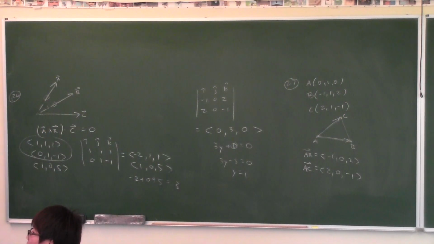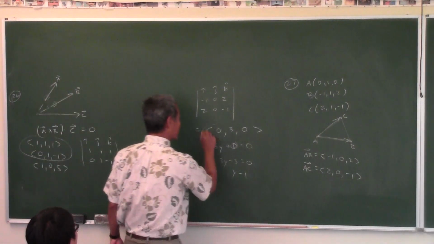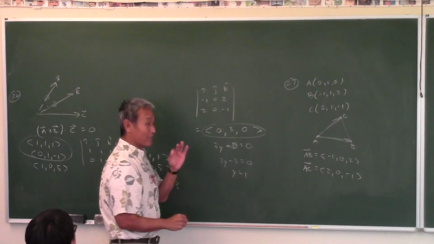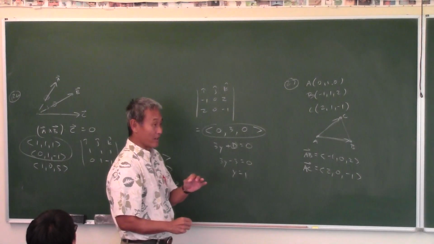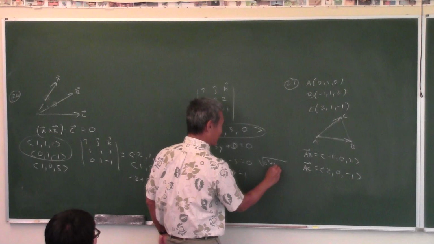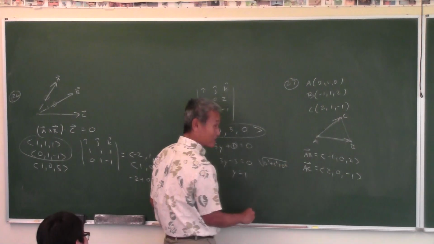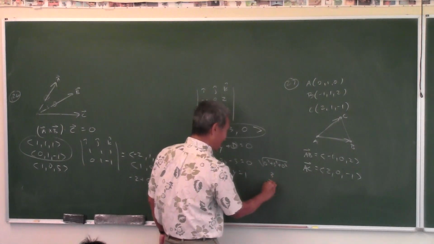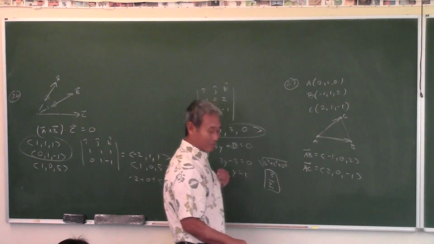Then that's going to change the answer for 27b. Find the area of the triangle. Well, here is the cross product. Half the length of the cross product is the area of the triangle, right? What's the length of this vector? The square root of 0 squared plus 3 squared plus 0 squared, which is 3. Divide by 2, that's the area of the triangle.